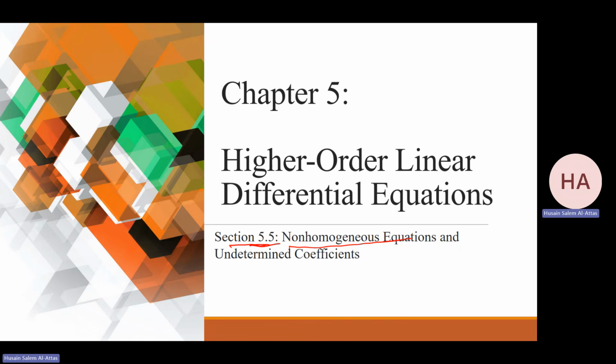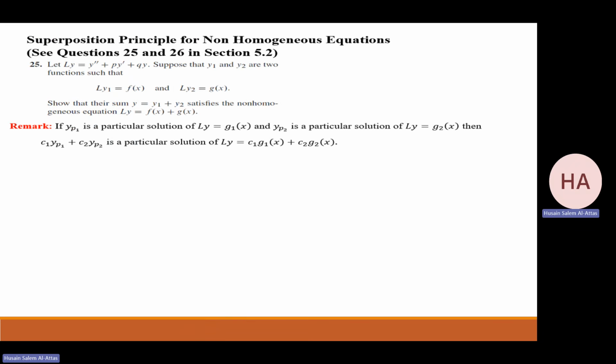Actually, there are two methods. Undetermined coefficients is one of them, and the other one is variation of parameters. So let us talk about how to deal with non-homogeneous equations. First, I will start with the superposition principle for non-homogeneous equations, which in the book was discussed in some questions in section 5.2. But I put it here so that it's related to non-homogeneous equations.